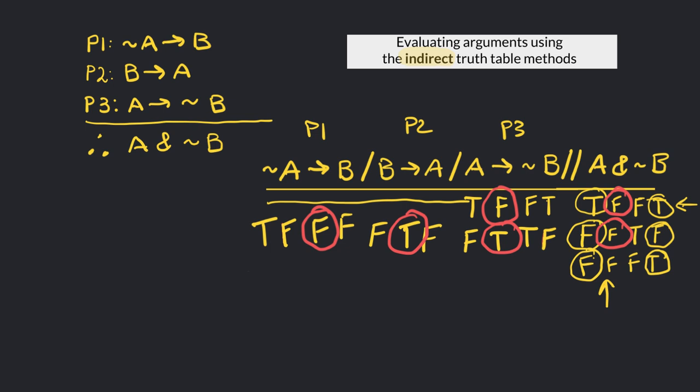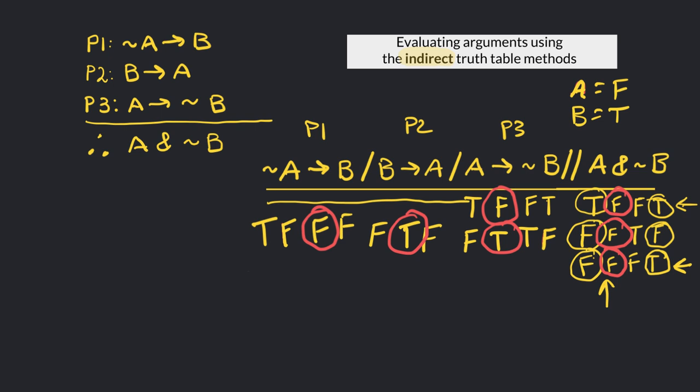So let's see if we can do it for row 3. This might be the one. This is row 3 where A is, dang it, A is false and B is true. This is row 3 here. So let's try to apply those truth values to premise 1, 2, and 3. We'll start with 3.